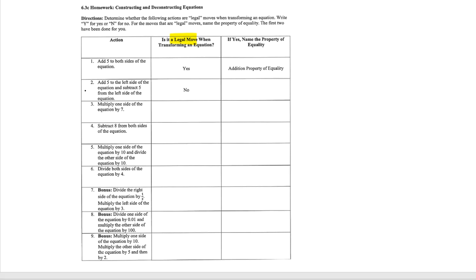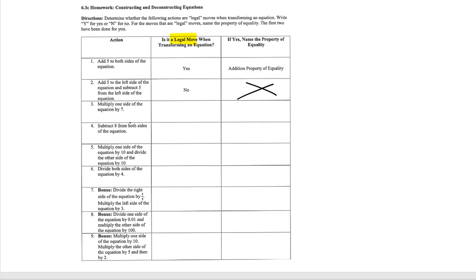Okay, number 2. Let's go ahead and look at the next one. It says add 5 to the left side of the equation and subtract 5 from the left side of the equation. That is not a legal move. In order for it to be a legal move, you have to do the exact same thing to both sides of the equation. So if it's not a legal move, you're not going to have anything in this box.